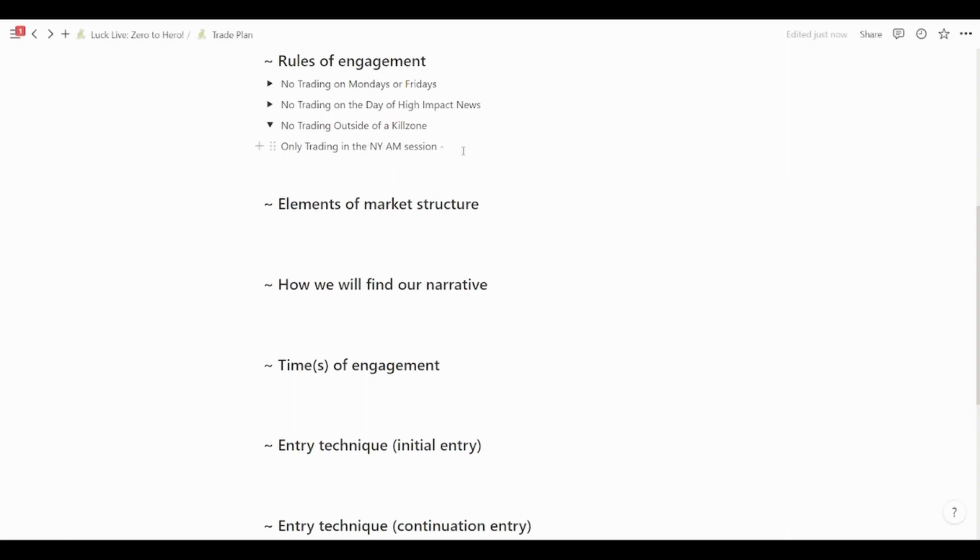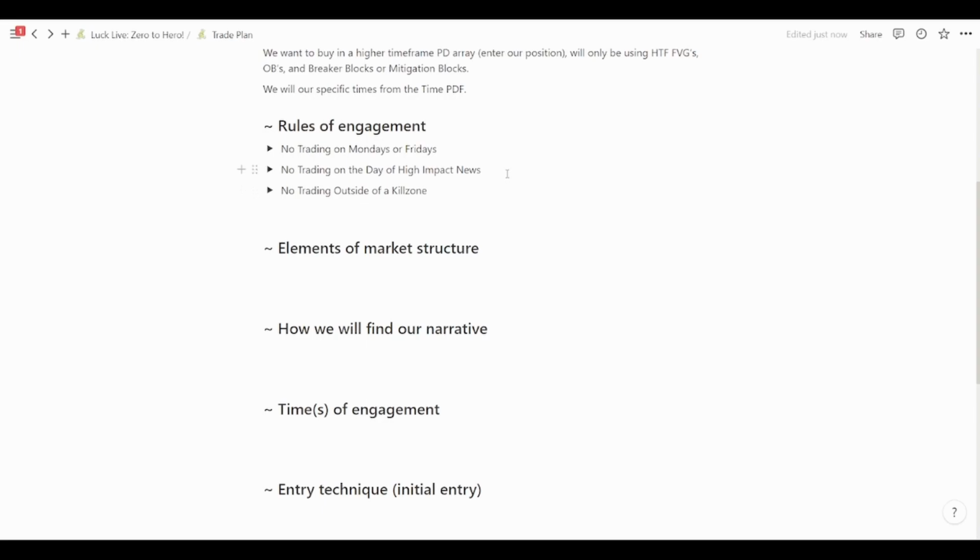8:30 a.m. to 11 a.m. And I'm going to start scanning the market at 8 a.m. So again, this is going to be Tuesdays through Thursdays, only trading in the New York AM session from 8:30 to 11. I could have started at 7, which is going to be the real New York Open, but it's not inside the kill zone, so I'm not going to be interested in that.